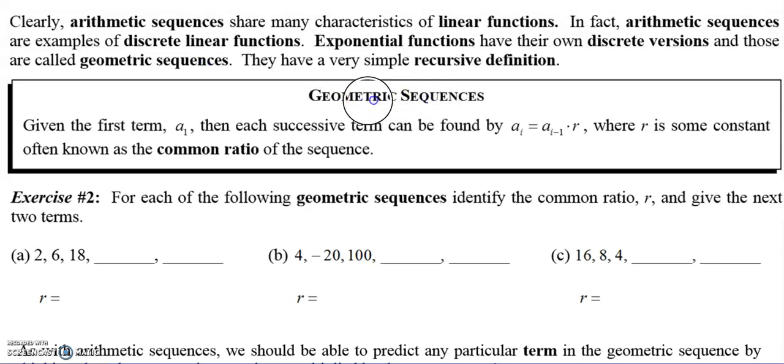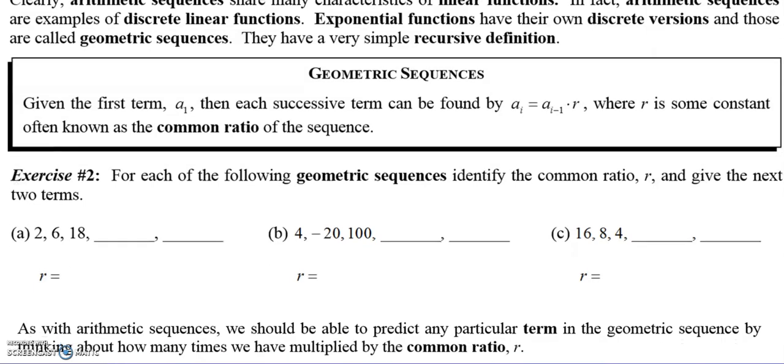And here is a formula for your geometric sequences. So we have to give the first term like we always did. Then each other term is simply taking that previous term and multiplying it by some r, where r is a constant known as the common ratio. So for the arithmetic, it was taking the previous term and adding something. Now we're just multiplying by something, which, if we're multiplying over and over again, means exponential.